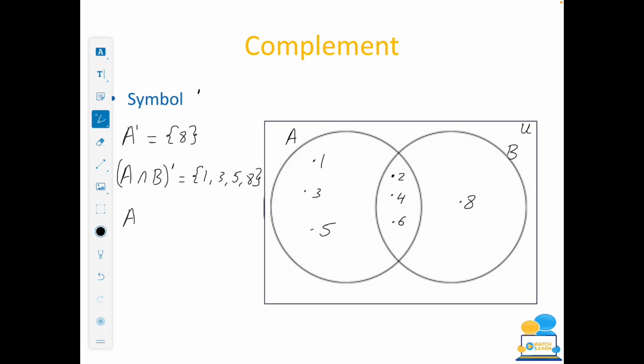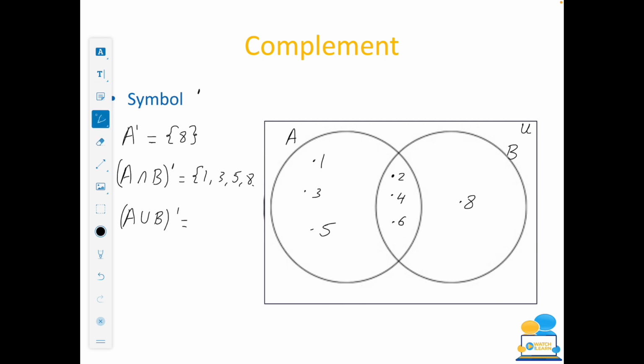Okay, we could also have A union B complement. This means we want to know what's not in A and B together. Now A is here, B is here. We want to know what's not in them. That would be the bit around the edge here. Now out in our universal set, there's actually nothing there.